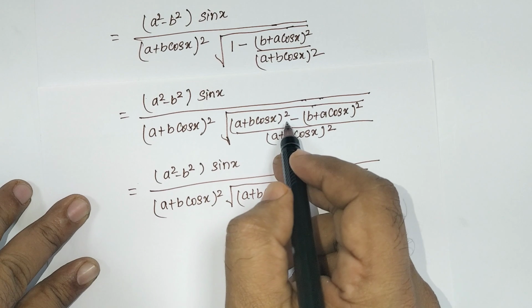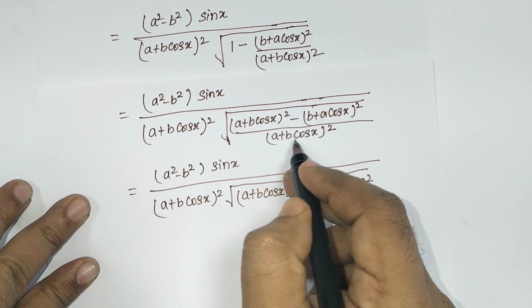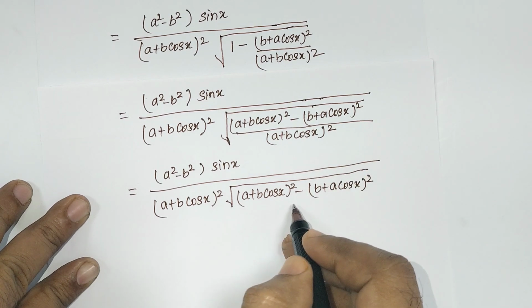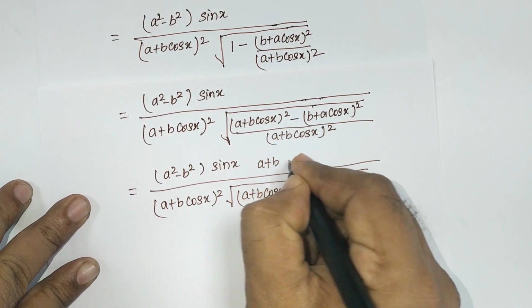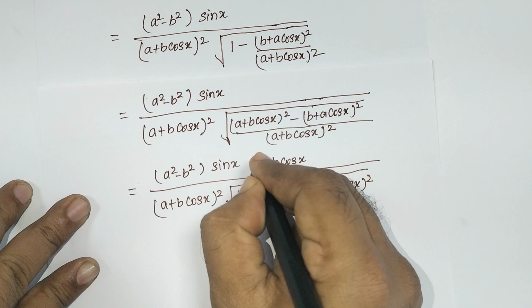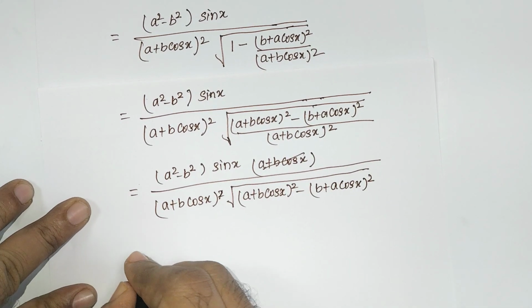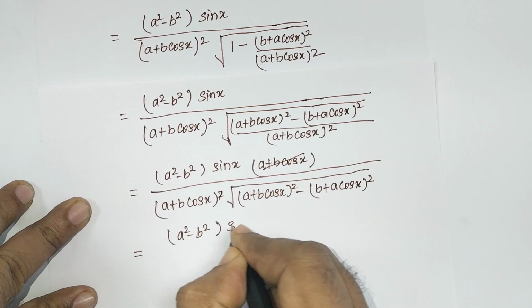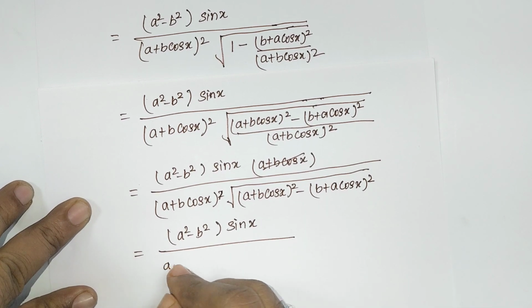In this square root denominator, 1 divided by the square root of 1 divided by (a plus b cos x) whole square, I will take the square root. I will get in the denominator 1 divided by a plus b cos x. Shifting to the numerator, you will get a plus b cos x. Right? Here I will cancel this a plus b cos x. I will get here (a square minus b square) sin x divided by a plus b cos x.